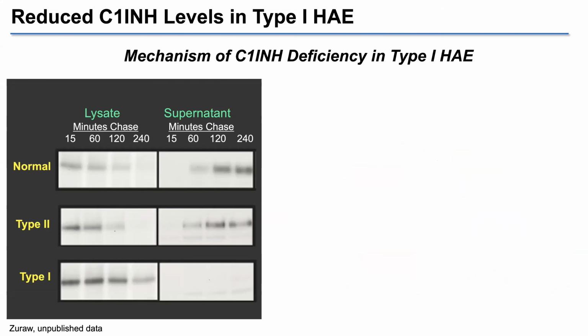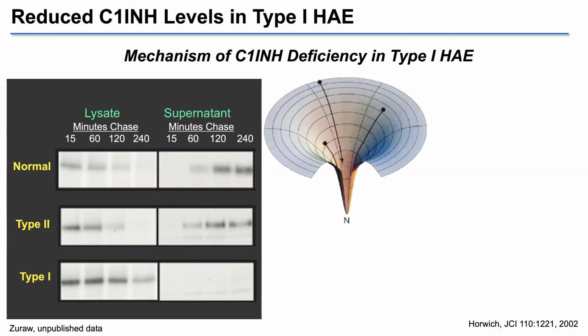Type 1 HAE is very different. So here's type 2, which we just saw. Type 1 is in the bottom. It appears within the cell, but never really gets secreted to any measurable extent. And so it appears to be that it gets stuck inside the cell. And we don't know the reason for that entirely. And I'm going to give you a couple different possibilities.